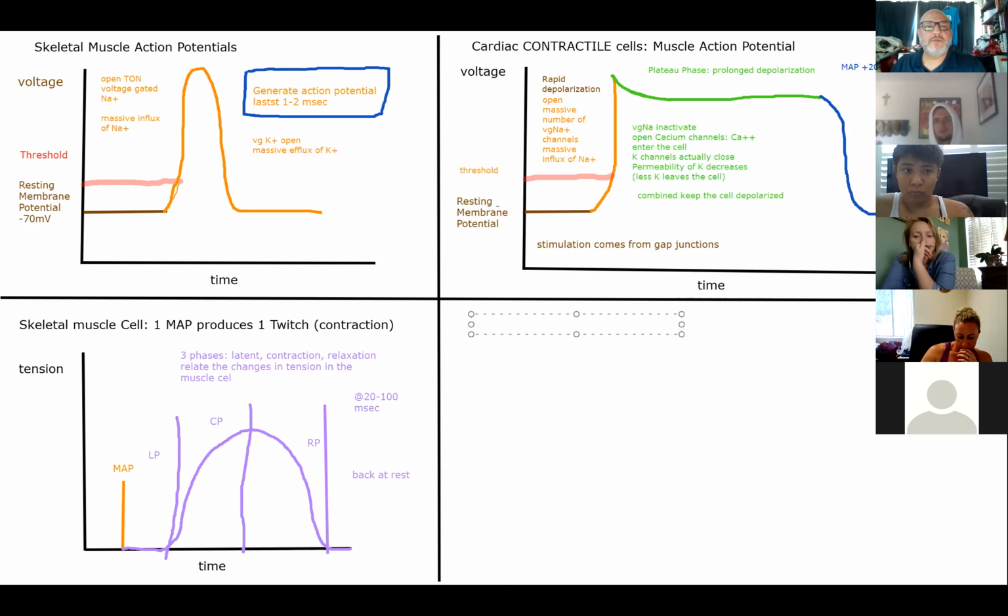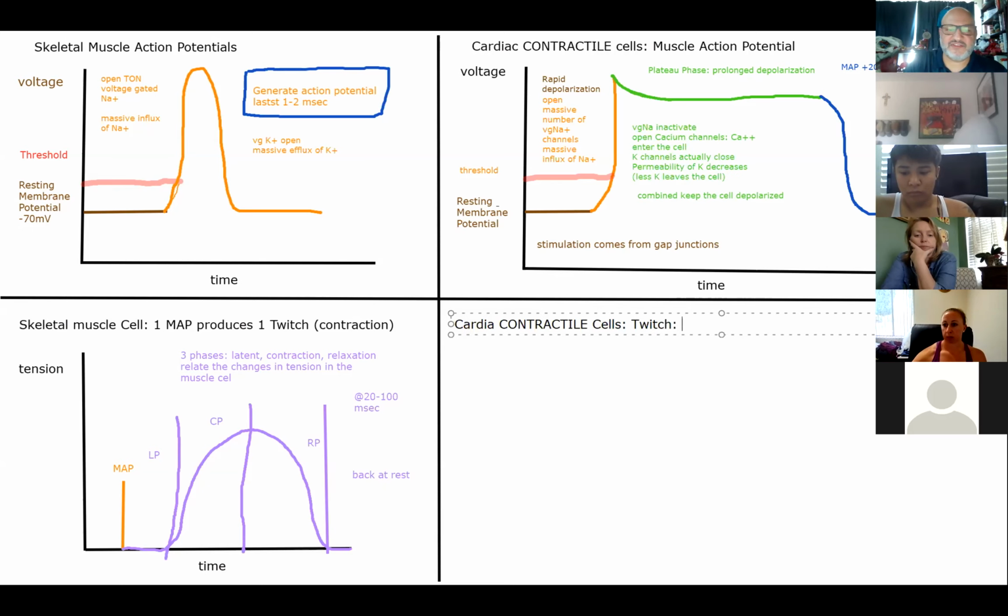So now, we have discussed a cardiac contractile cell's action potential. Let's talk about a cardiac contractile cell's twitch. Again, it's pretty much the same idea. One muscle action potential produces one twitch, so that's going to be the same. And it has the same 3 phases.